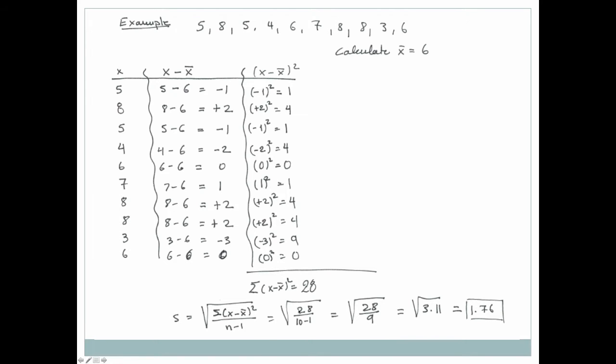So in this particular case, we're going to have the square root of 28 over 10. This is the number of responses that you have, 1, 2, 3, 4, 5, 6, 7, 8, 9, 10, minus 1, based on the formula, okay? And that's going to give you the square root of 3.11. You take the square root and you end up with a standard deviation, okay?